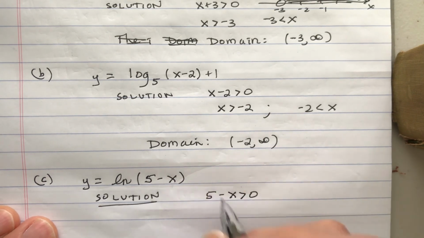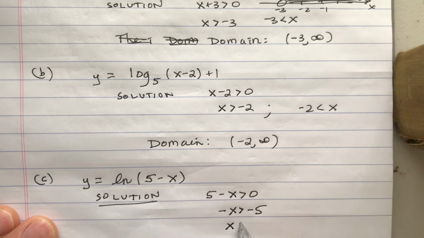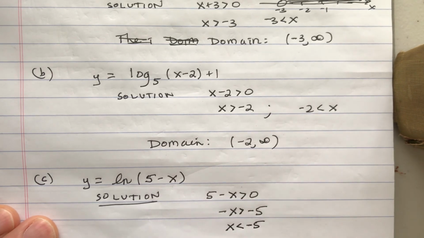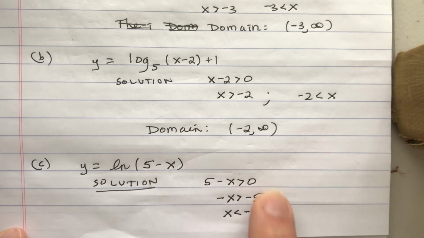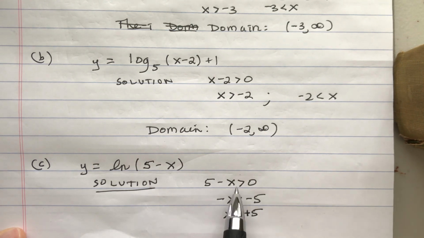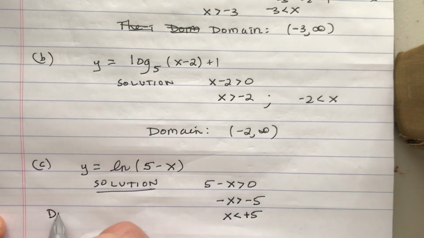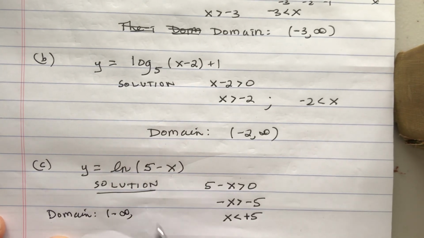So if I subtract 5 from both sides, I get negative x is greater than negative 5. And then I multiply by negative 1, and when you multiply by negative 1, you change the direction of the inequality. Now, you don't have to do it that way. You could add x to both sides and get the same thing. You'd get the same result if you added x to both sides. So the domain of this is from negative infinity to positive 5.